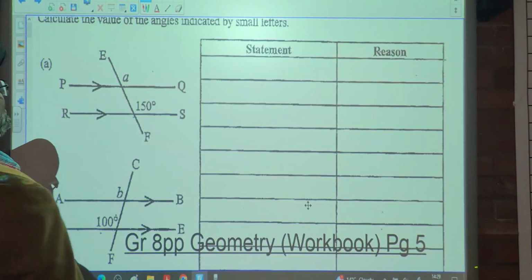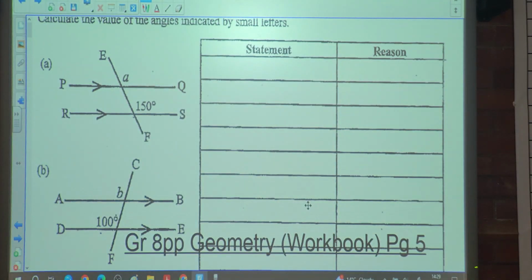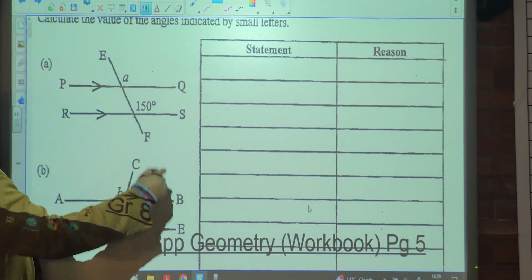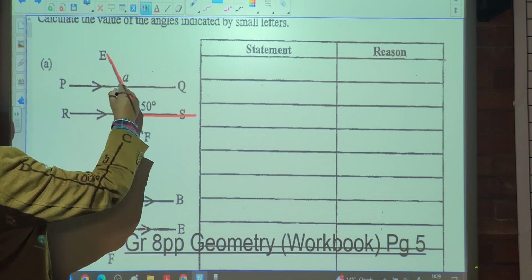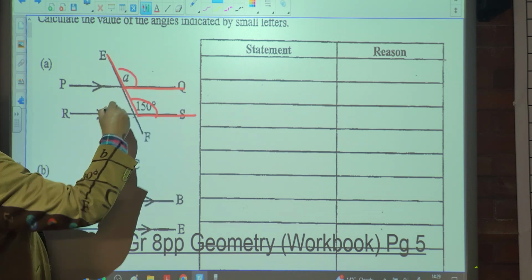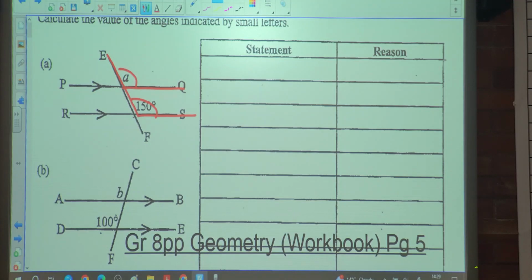So, how are you going to calculate A? People, we've got parallel lines. What comes to mind? F angles. Which F angles are you going to use here? F, which is corresponding angles. Corresponding angles are equal if and only if the lines are parallel.